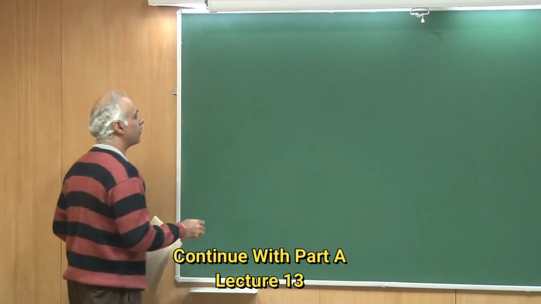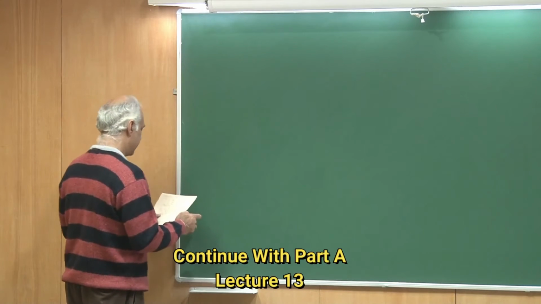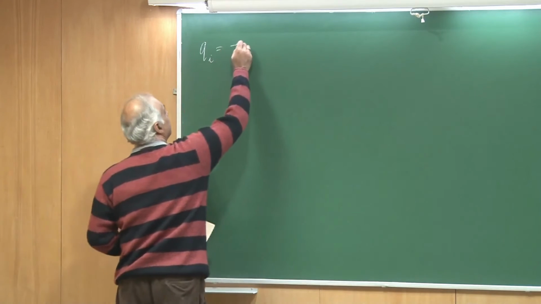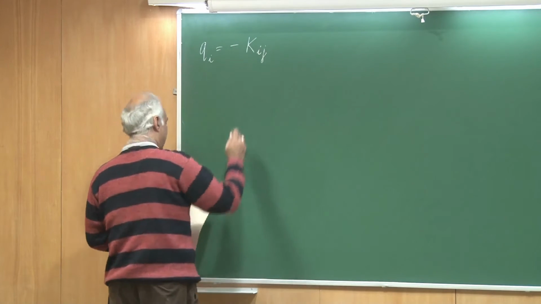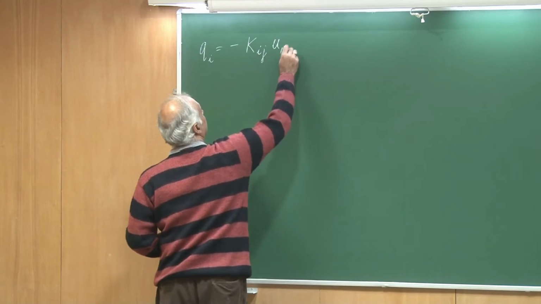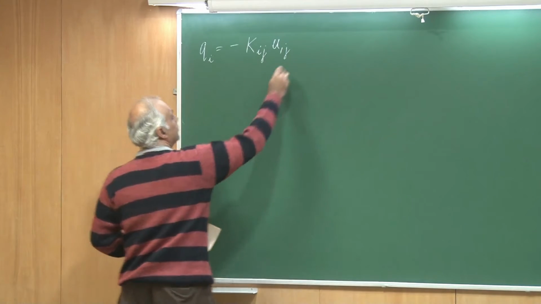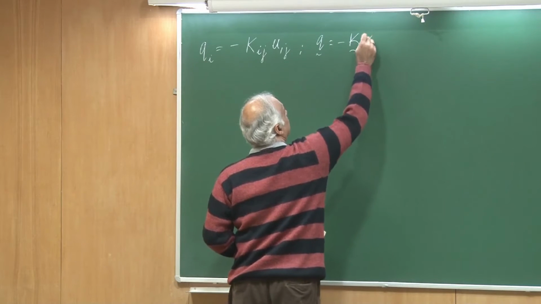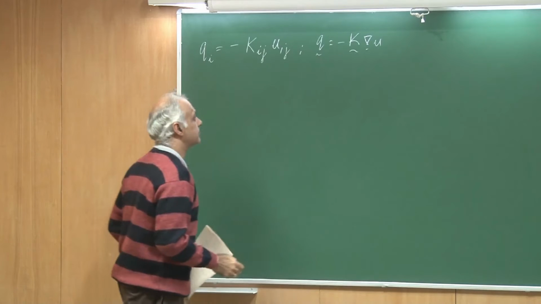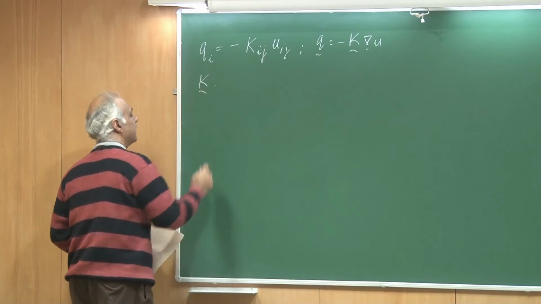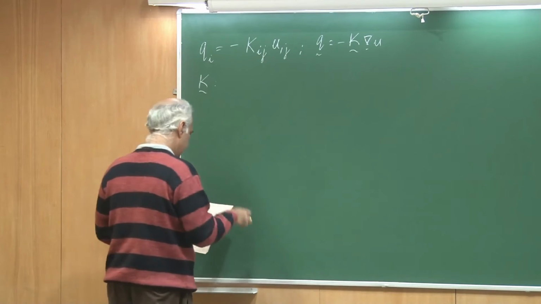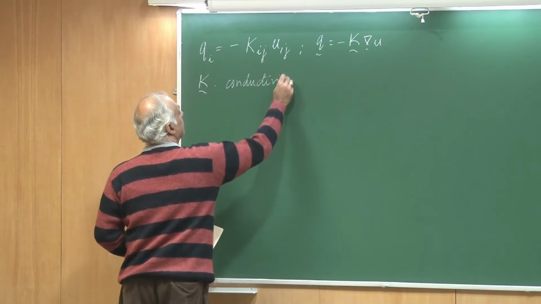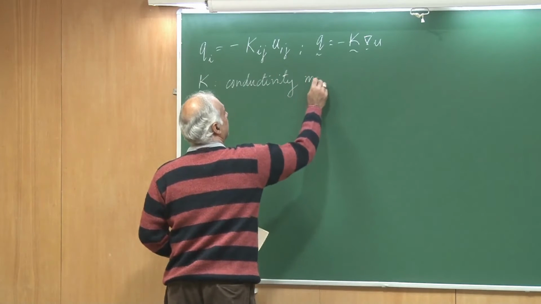Alright, so let's talk about the heat conductivity tensor. So Q, as we said, Qi is the vector, this is minus Kij u comma j, and in the vector notation this would be Q is minus K gradient of u. So K in general is a tensor, and that's the conductivity matrix or tensor.